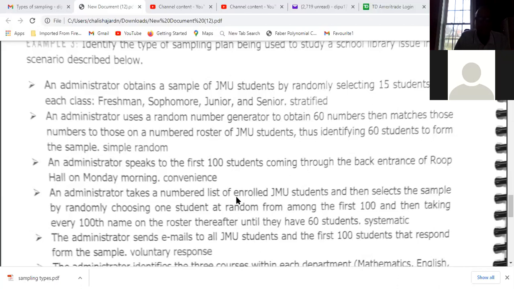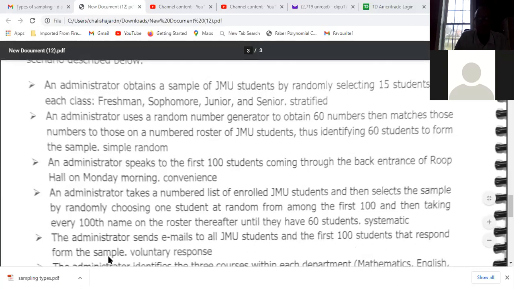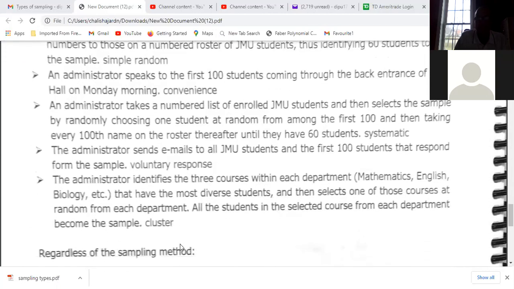And the next one is, the administrator sends an email, as I just told you, to 100 students and those who respond form the sample. It's the voluntary sample because it's not required for everyone to respond.